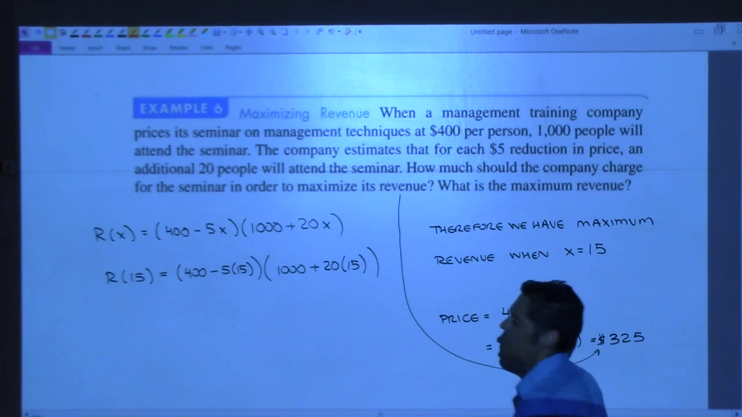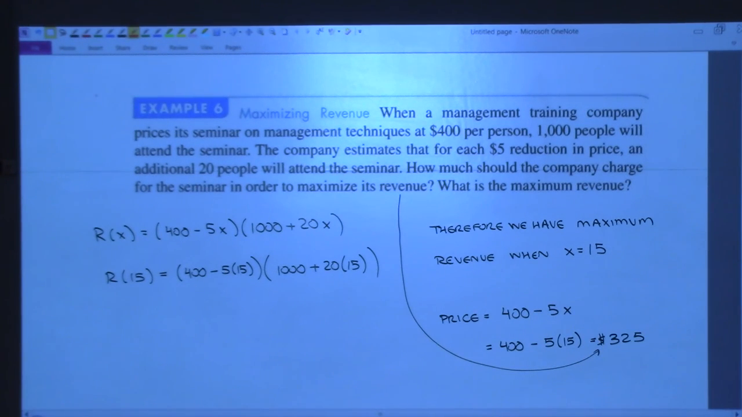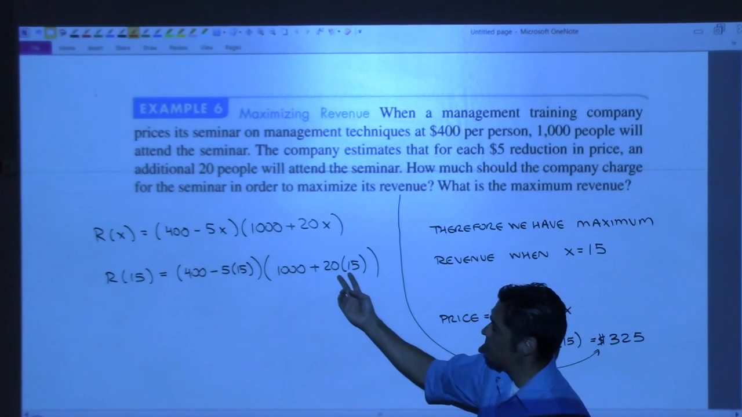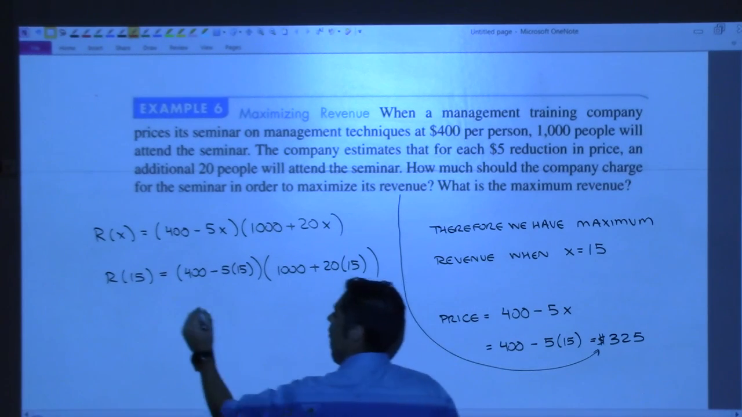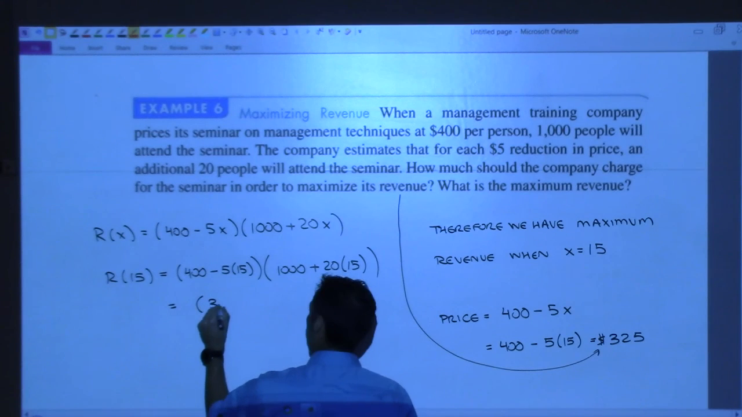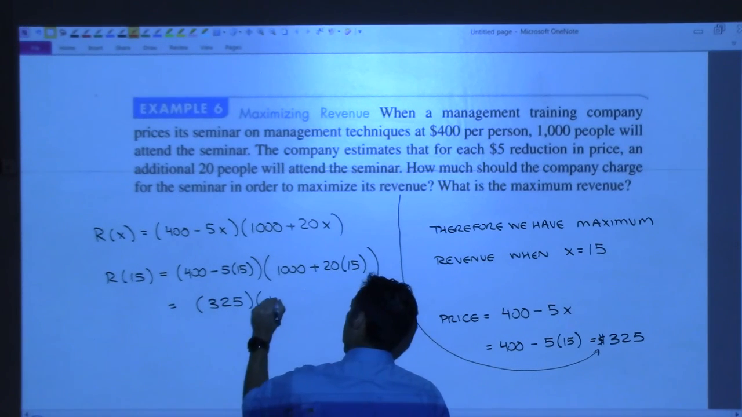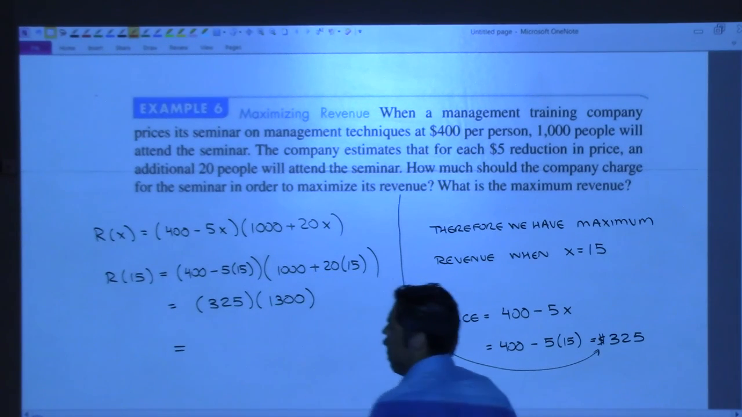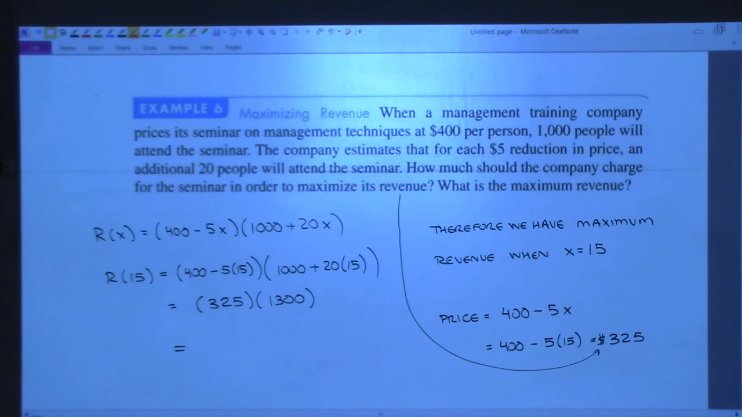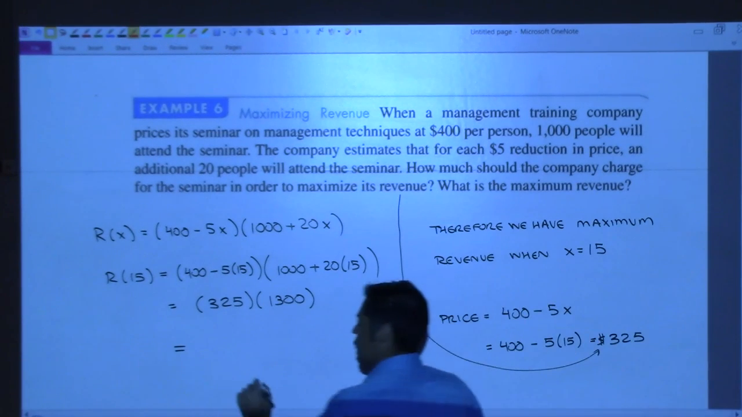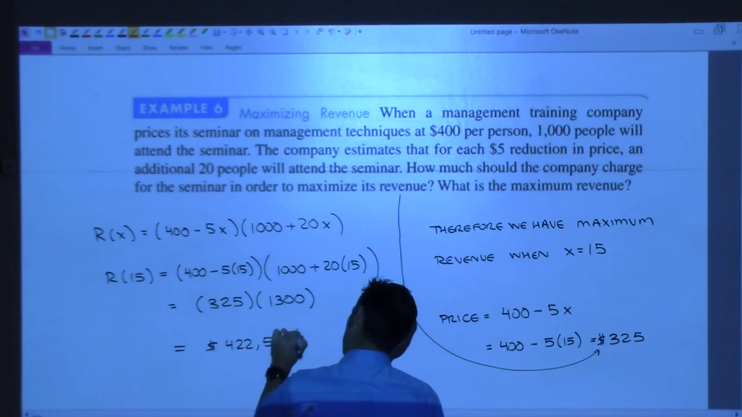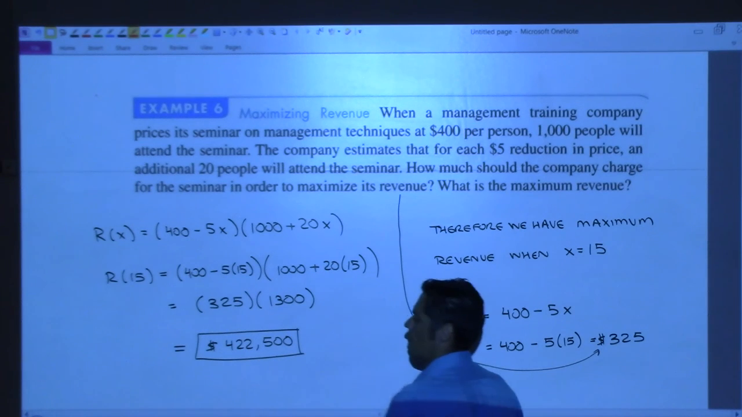So 20 times 15 is 300, isn't it? Yes. So 300 plus 1,000 is 1,300. And the other one was 325. Somebody please on their calculator tell me what that is. 422,500. There you go.